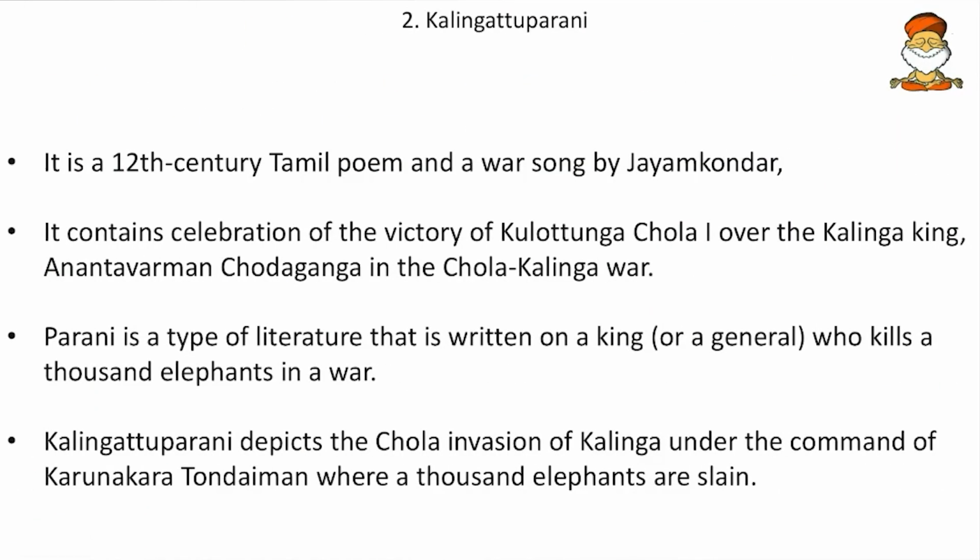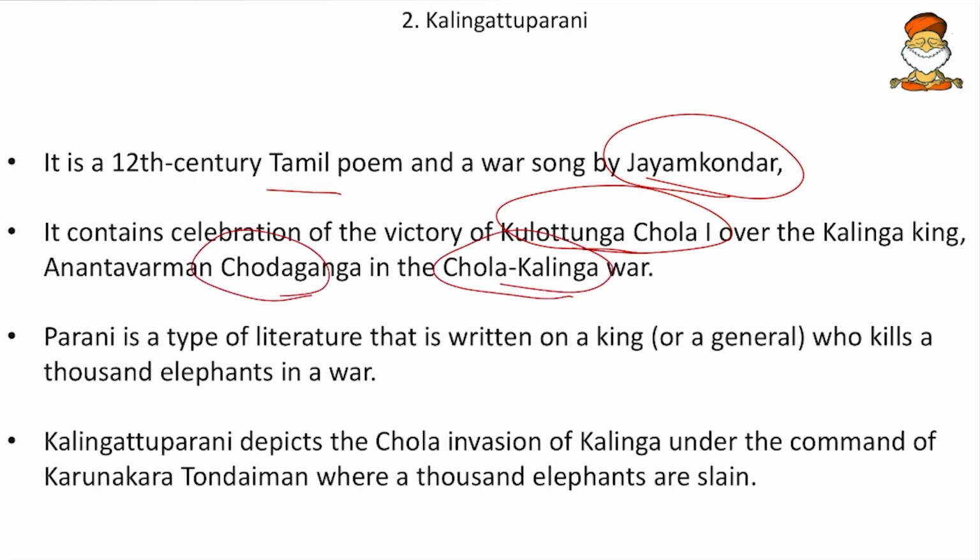Then come to next, Kalinga to Parani. It is a 12th century Tamil poem and a war song by Jayam Kundar. And it contains celebration of the victory of Kulotunga Chola I over Kalinga king Anantavarman Chodaganga. It is a Chola versus Kalinga war, and Parani is a type of literature that is written on a king who kills 1,000 elephants in a war.